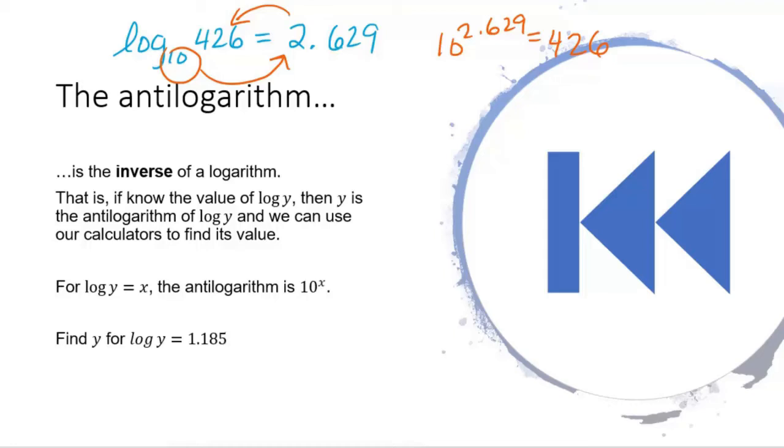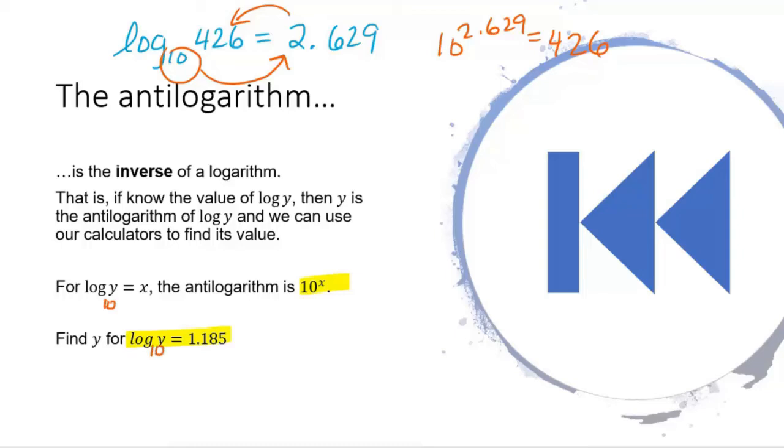The anti-logarithm, or the inverse of the logarithm, is simply the base to the power of x. So for the logarithm of base 10, the anti-logarithm is 10 to the power of x. This isn't something that's new. We've been doing this all along. It just more formally lets us talk about how to solve for the logarithm of y, given that the answer is 1.185.